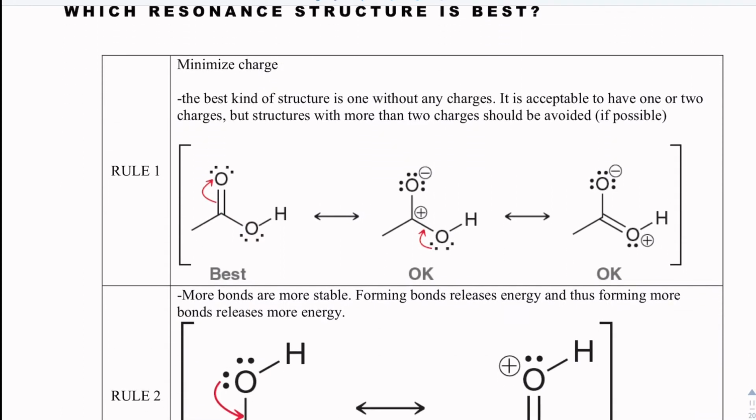The best kind of structure is one without any charges. It is acceptable to have one or two charges, but structures with more than two charges should probably be avoided. Okay, so this structure is best, this first one, because it's neutral. And then if we look at these guys, they would be both okay. They wouldn't be the best, but between these, this would be second best because more bonds. Okay, so we're going to be able to rank a lot of these using multiple rules.